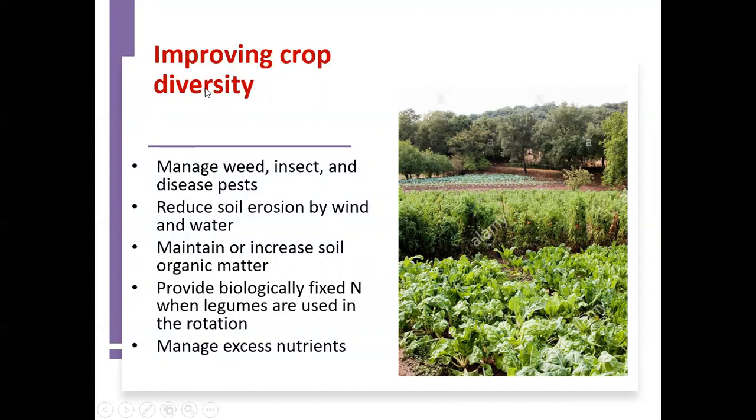So what will happen if we improve the crop diversity? Manage weed, insect and disease pest. We have already discussed reduce soil erosion by wind and water. जब एक ही तरह की क्रॉप होगी तो एक ही तरह के कल्टीवेशन मेथड होंगे, तो वो अगर आप बार बार कल्टीवेट कर रहे हैं तो वो बड़ी इंटेंसिव क्रॉप है, तो उससे सॉइल के एरोजन होने के चांसेस ज्यादा हैं। मेंटेन और इंक्रीज सॉइल ऑर्गेनिक मैटर.